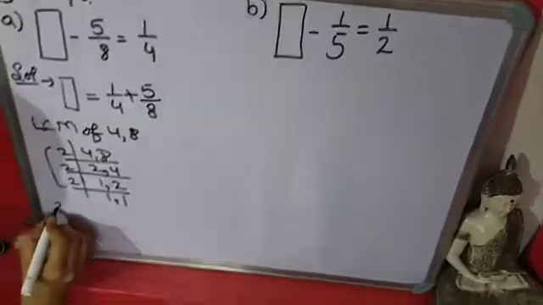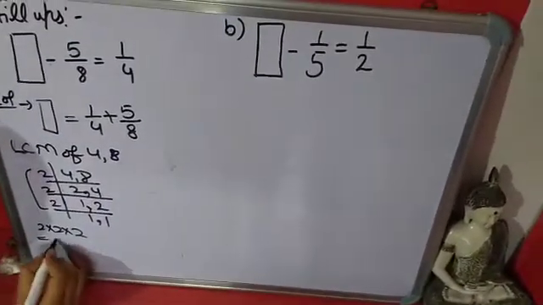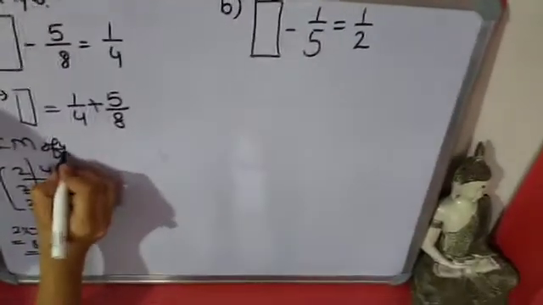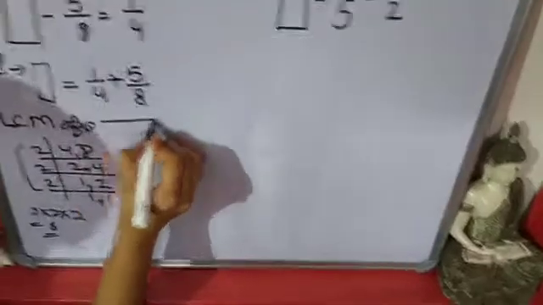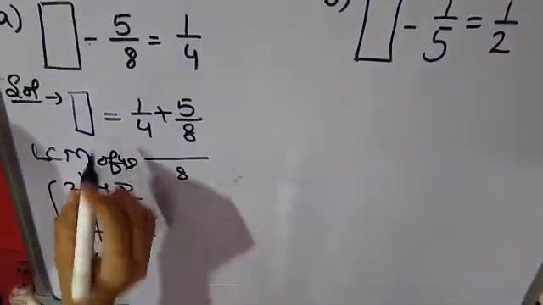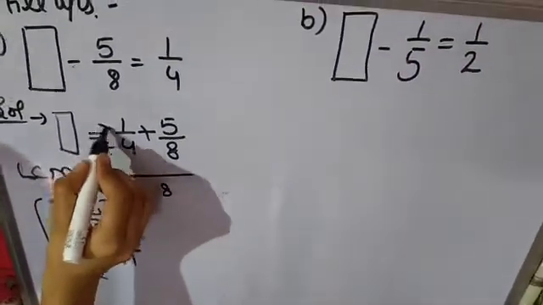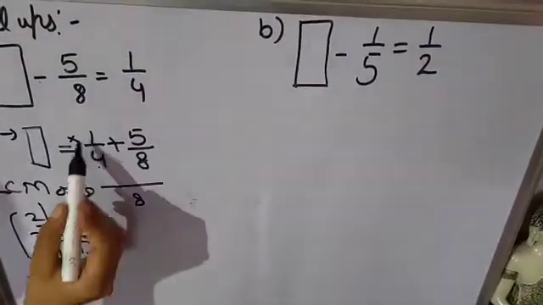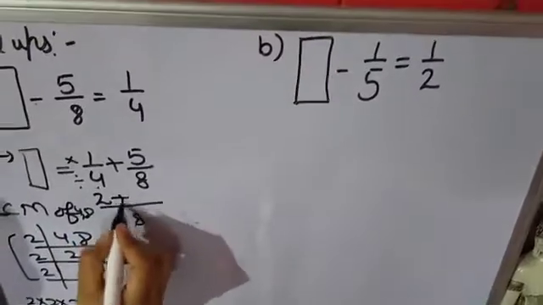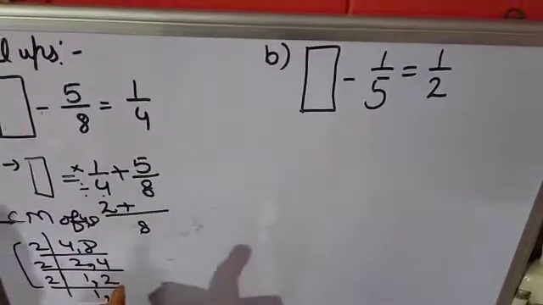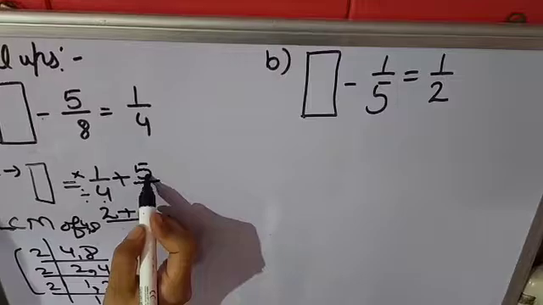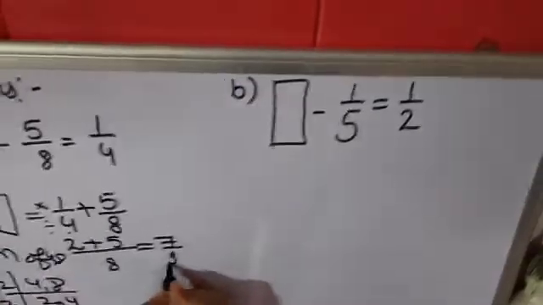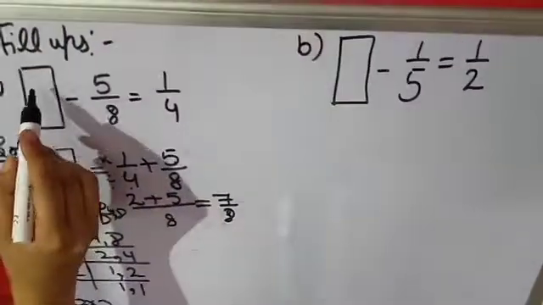Now multiply this, it will be 8. So here LCM will be 8. Now with this you will divide and with this you will multiply. 8 divided by 4 is 2, and 2 ones are 2, plus 8 divided by 8 is 1, and 1 multiplied by 5, 1 five is 5. So it will be 7 upon 8. It is in simplest form. So the answer is 7 upon 8.